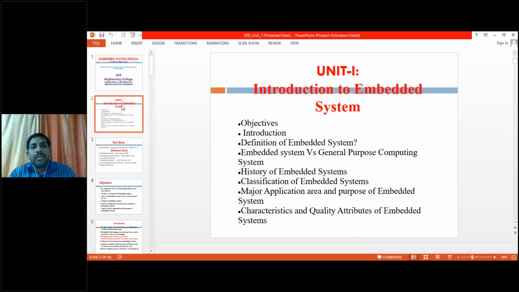So in this we are covering first the objectives, introduction, definition of embedded system versus general purpose computing system, history of embedded system, classification of embedded systems, major application areas, and purpose of embedded system, characteristics and quality attributes of embedded system. So we'll see what these topics are.